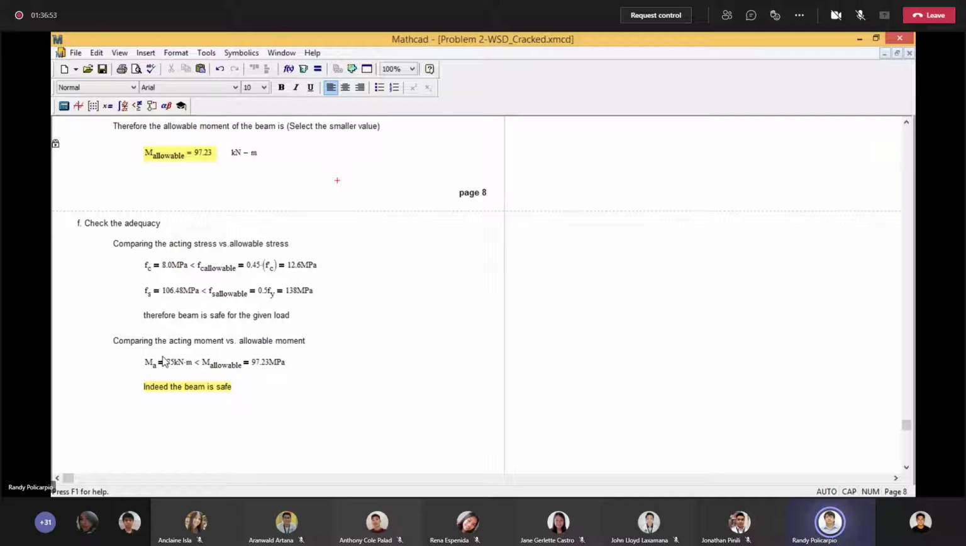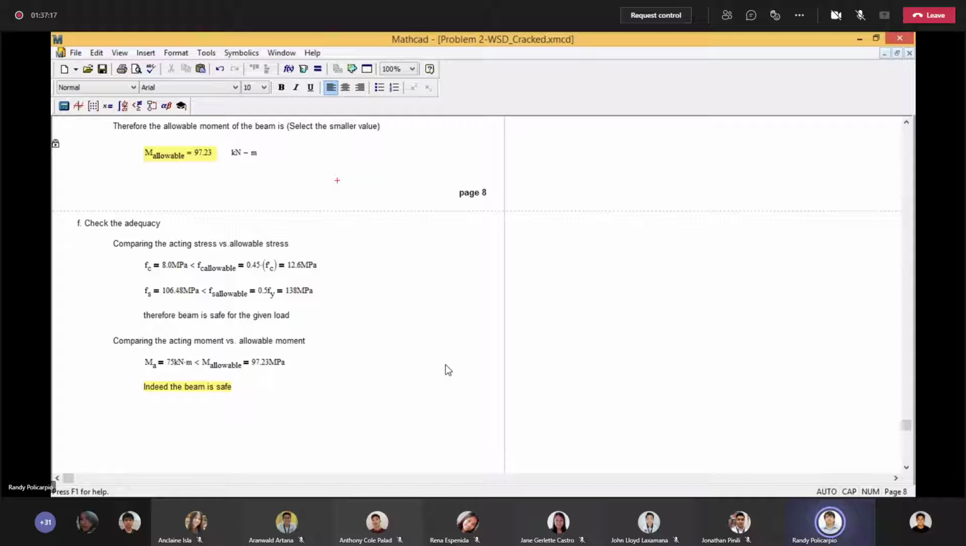Now for the moment, yung acting moment at allowable moment, i-compare natin. Kailangan yung allowable moment mo is greater than the acting moment for you to say na safe yung beam mo. So it shows here that the allowable moment is greater than the acting moment.